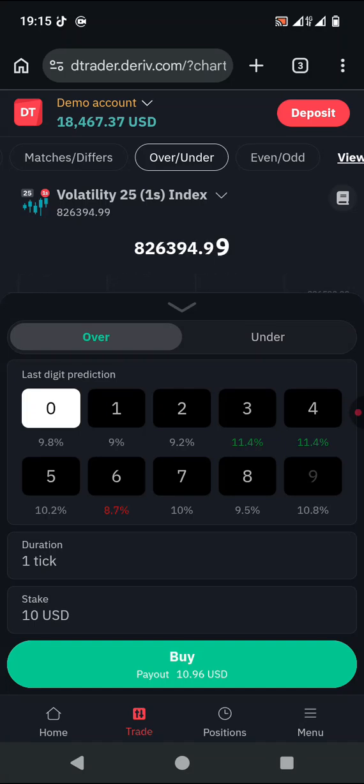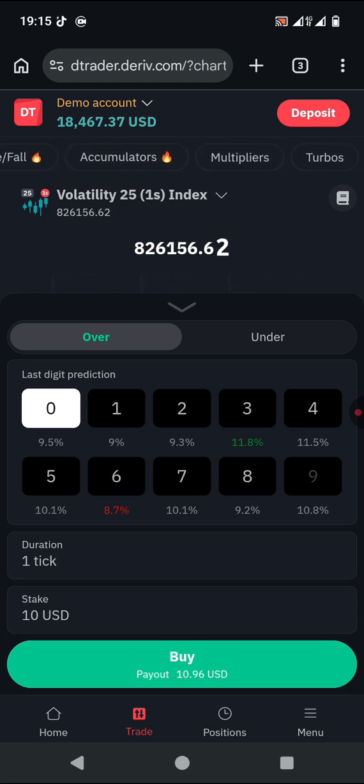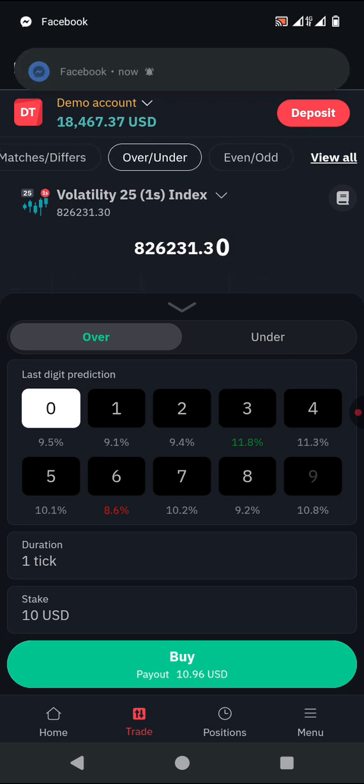Okay, so this is a Deriv website, and when you create your account you will be logged into this interface. This is the new interface. So there are various trading types in here. From the far end we will see rise and fall, accumulators, multipliers, turbo, vanillas, higher and lower, touch and no touch, matches and differs, over and under, even and odd.